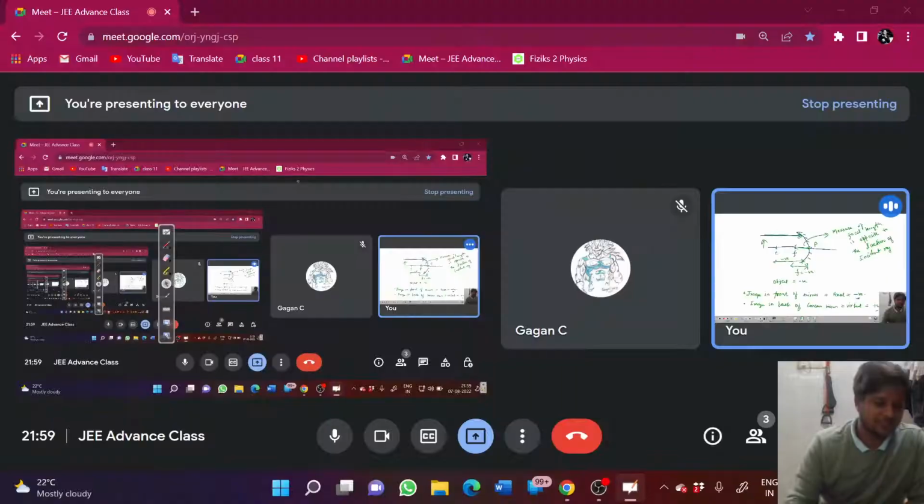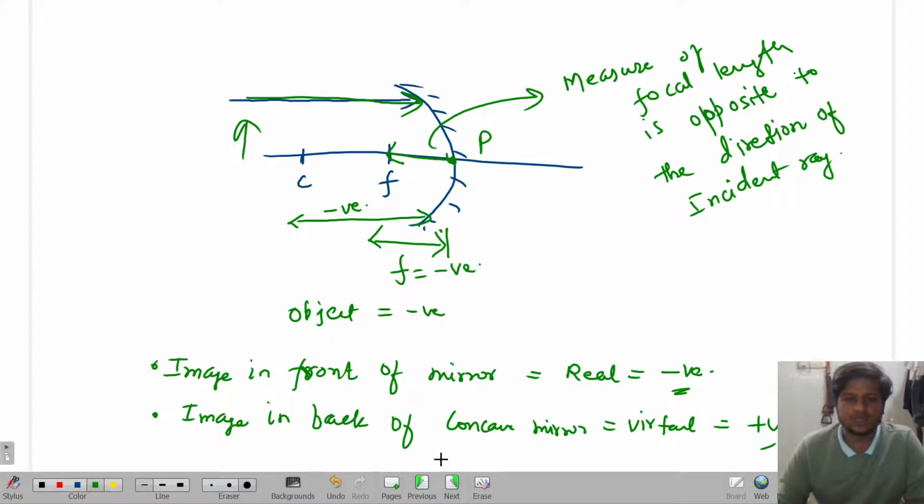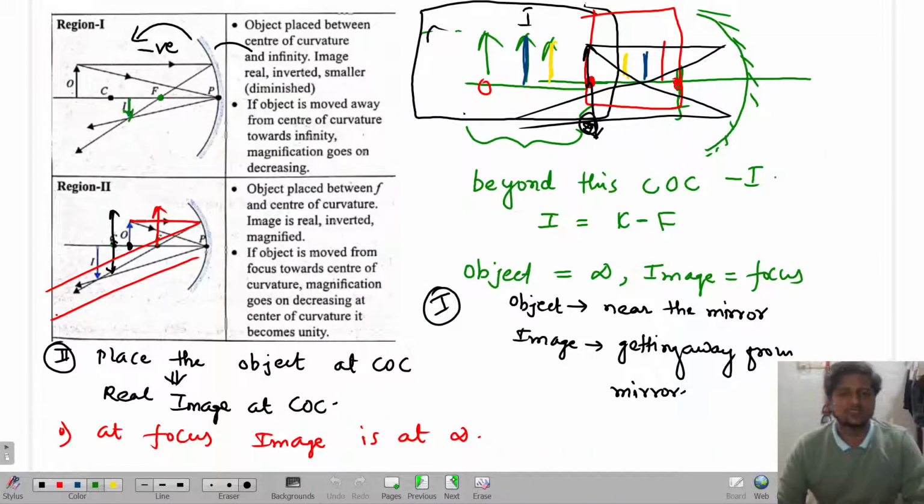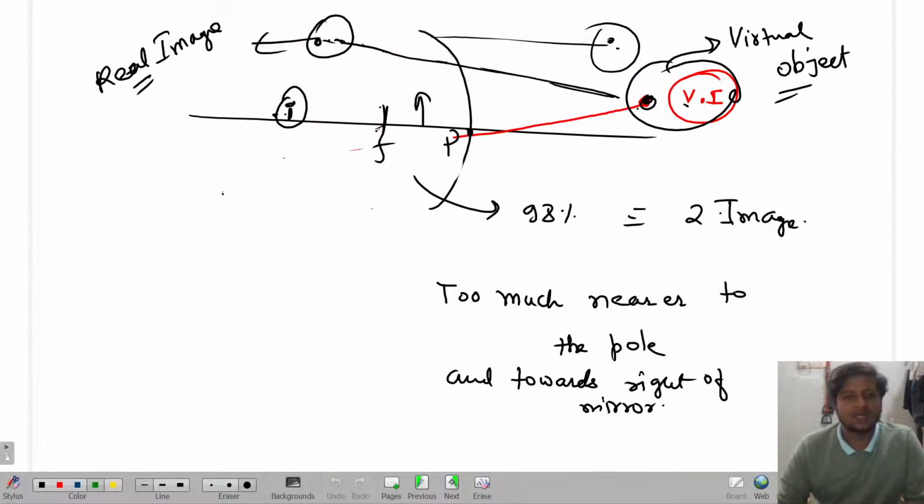Negative, positive. This consideration of negative and positive. Is it okay or not? Gagan, yes or no? Yes, sir. Okay. So based upon this, let us try. Means इसके इस पूरे कंसिडरेशन को लेकर हम अभी ग्राफ प्लॉटिंग करने वाले हैं.